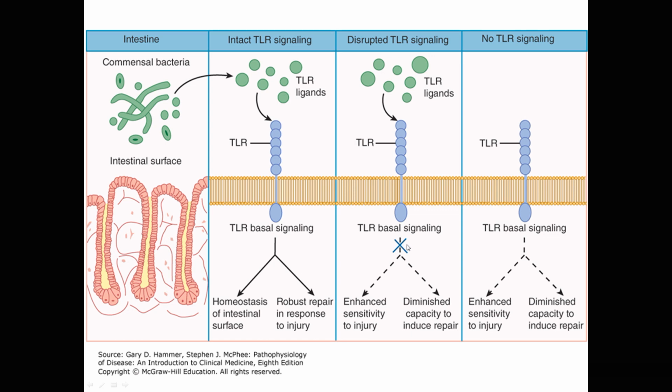The basal signaling may be compromised if the binding of the ligands to the receptor is prevented, and as a consequence, an enhanced sensitivity to injury and also a reduced capacity to induce repair will be observed. The same is true for the full lack of signaling. Such a condition is usually observed after treatment by a powerful antibiotic, eliminating the infectious agents together with the commensal bacteria in the intestine. That's why it is recommended to take cultures of commensal bacteria simultaneously with the antibiotics to prevent the disorders.